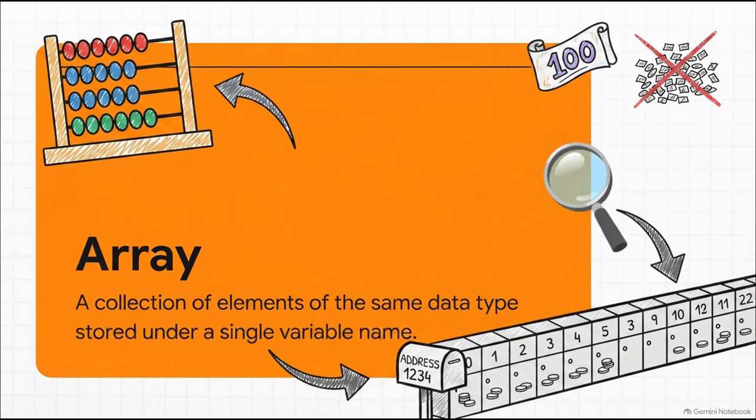The elegant solution to our 100-student problem is an array. An array is just a collection of elements of the exact same data type, all neatly stored under a single variable name. Imagine a really long row of post office boxes. They all share one street address, which is the array's name, but each individual box can hold a different piece of data. The only catch is that in an array, all those pieces of data must be of the identical type. So they gotta be all integers or all strings. You literally can't mix and match.